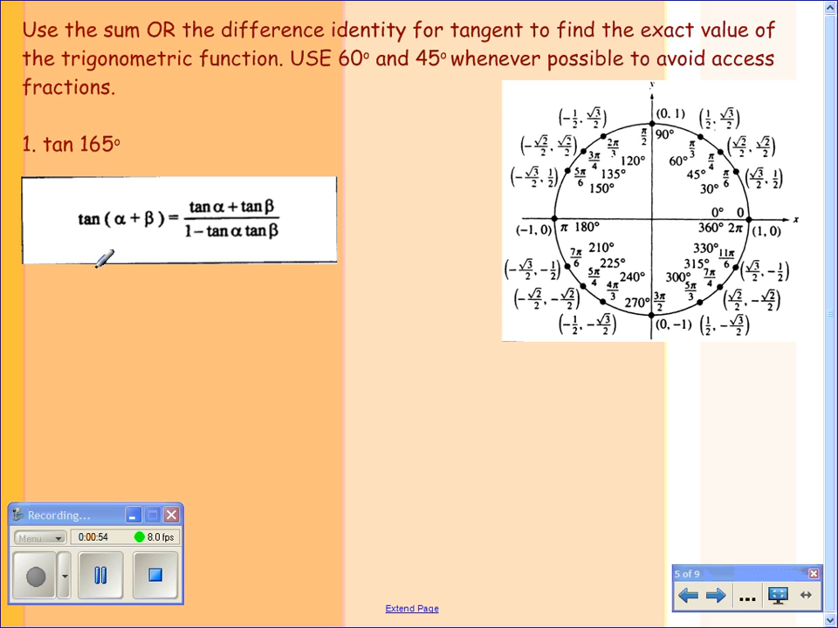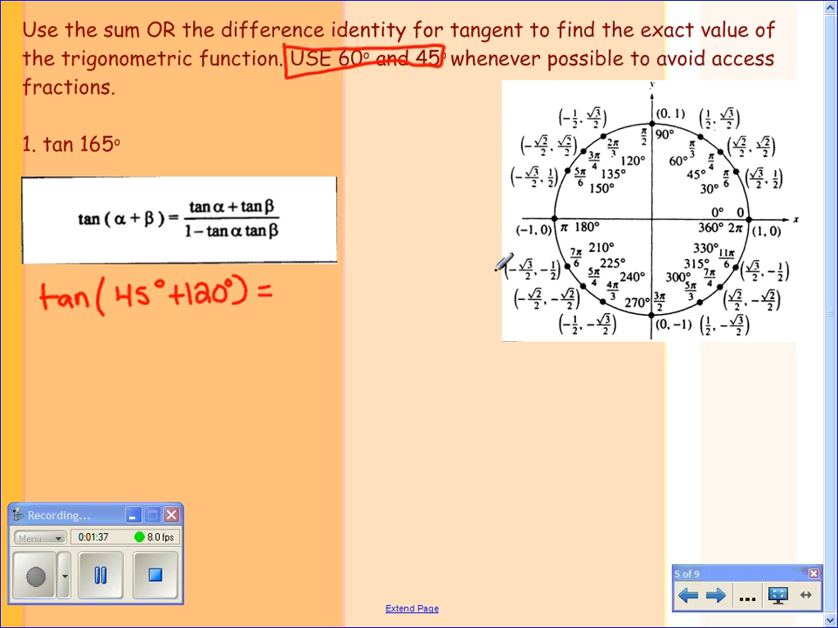All right. Today we're going to be dealing with tangent. So we're going to use the sum or the difference identity for tangent to find the exact values of the trig function. Today's a little bit different because you want to use 60 degrees and 45 degrees whenever possible to avoid excess fractions. You can do it using other values. It's just a little bit easier if you use 60-degree intervals or 45-degree intervals. All right, so I need to find two degrees that are on the unit circle that add or subtract to 165 degrees. I'm going to use 45 degrees and 120 degrees.